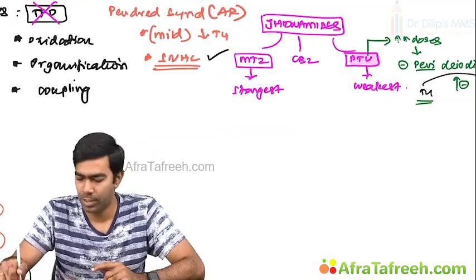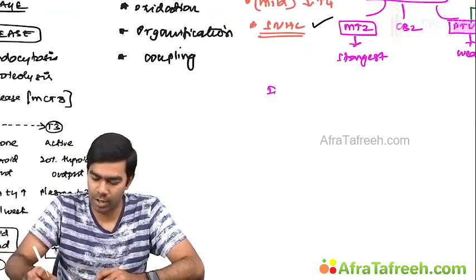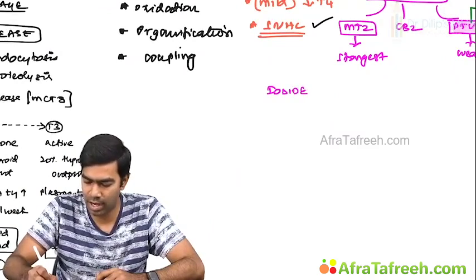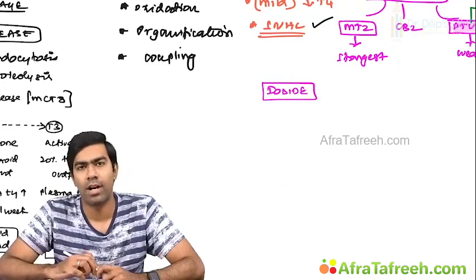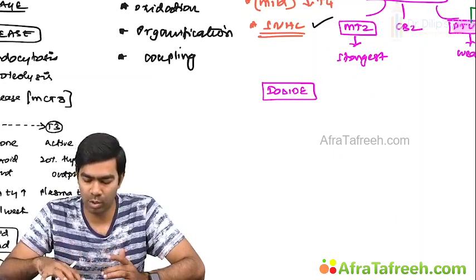Clear. And the next antithyroid drug is iodide itself. Iodine and iodide itself can act as an antithyroid drug. How does iodide work, and at which areas does iodide block? Iodide blocks at two steps.